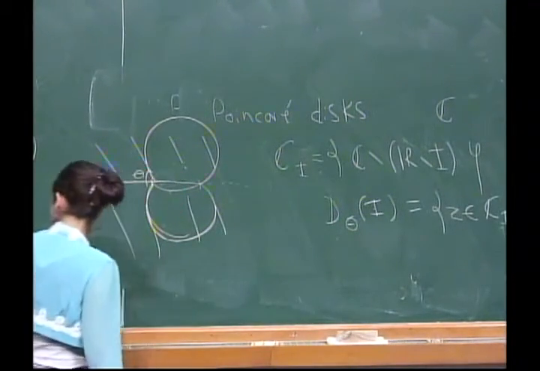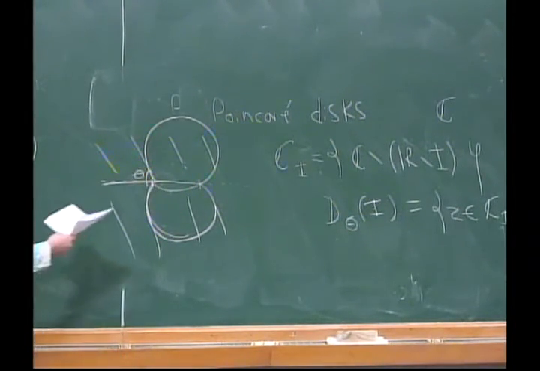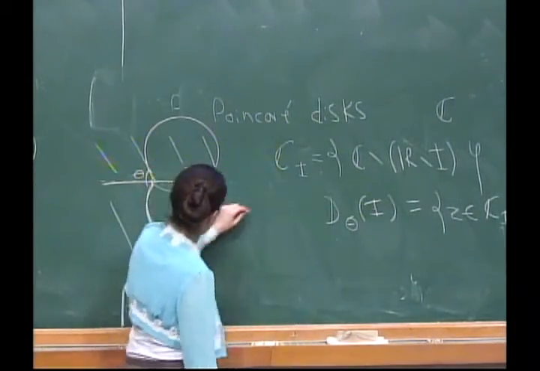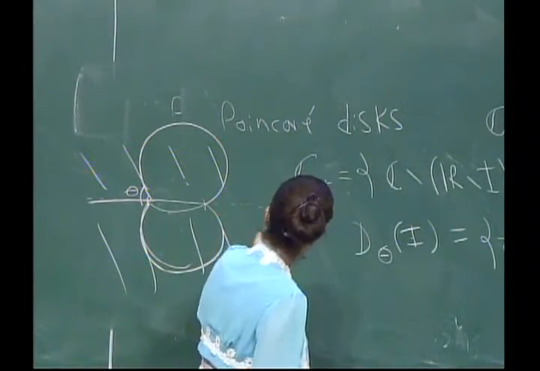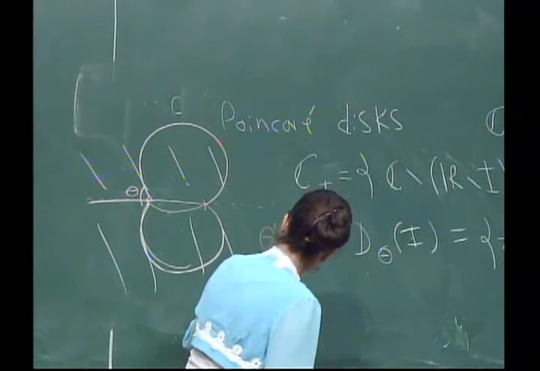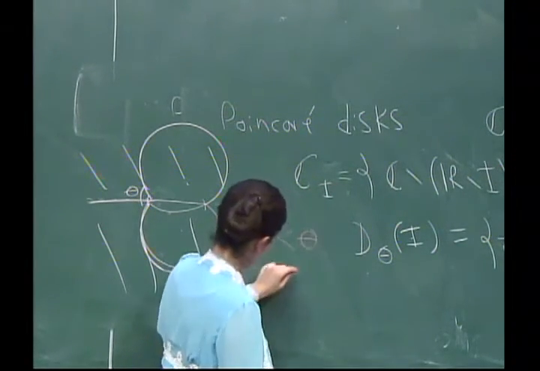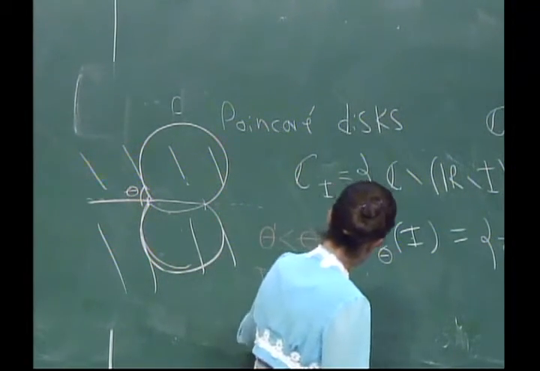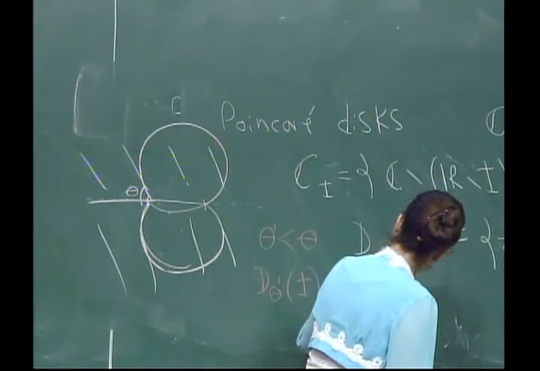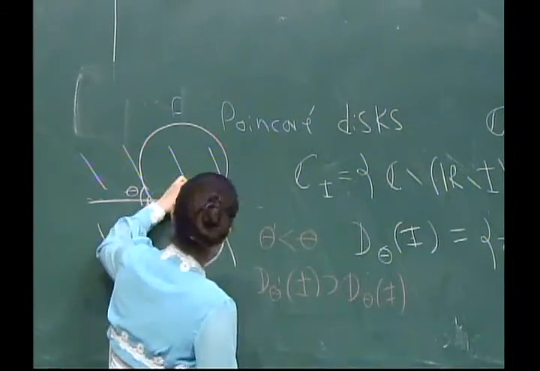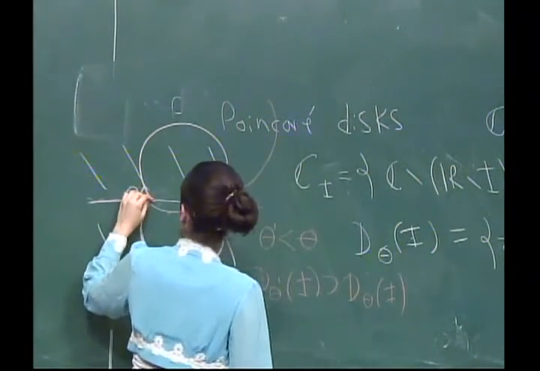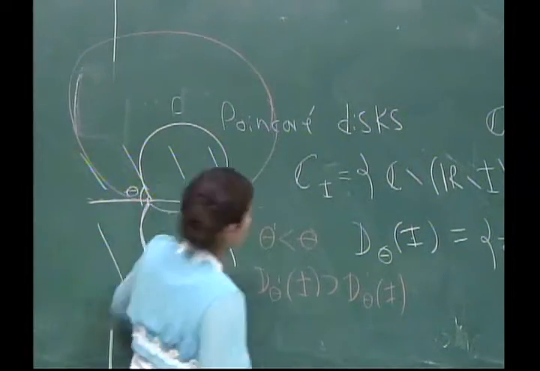Something very easy to see, just by this angle thing, is that if theta prime is smaller than theta, then D_theta prime of I will contain D_theta of I. So as the angle gets smaller, the disks get bigger. It's the same base, but the disk is bigger.